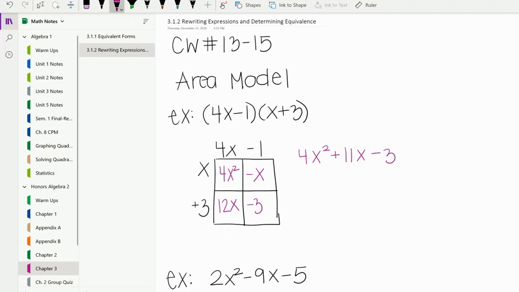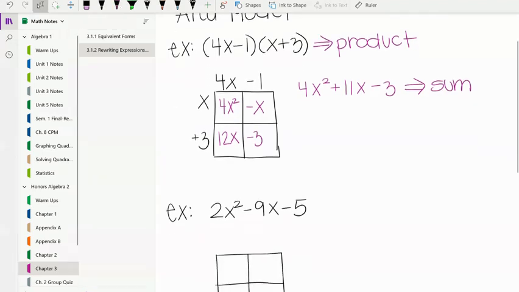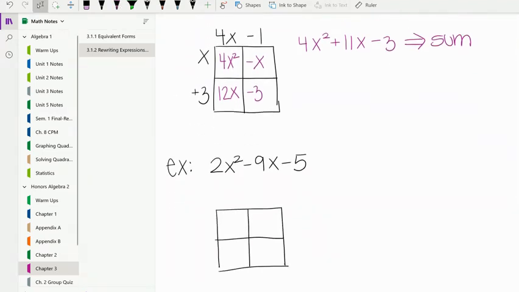What they will refer to in the book a lot is they are going to keep saying that this is the product and this is the sum. So they might say rewrite the product as a sum or rewrite the sum as a product. In this case, they would say rewrite the product as the sum. Now we're going to look at an example where we rewrite the sum as the product.